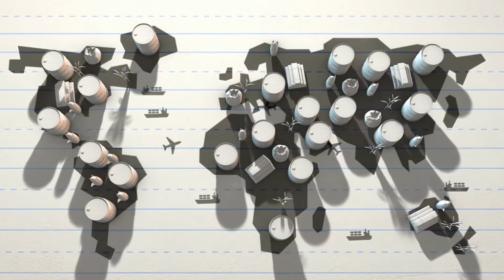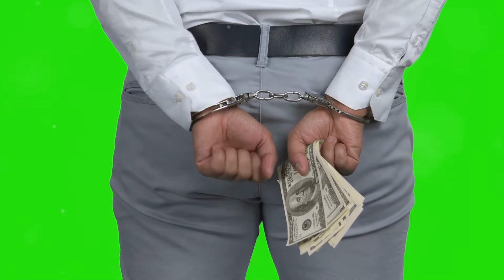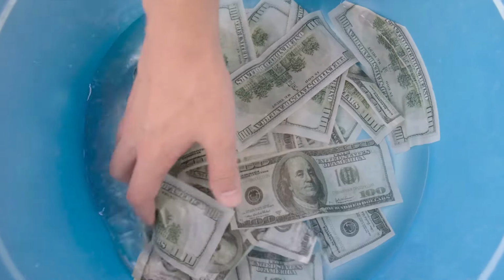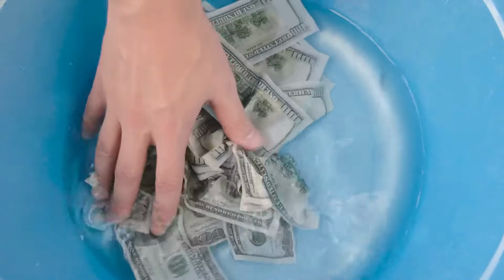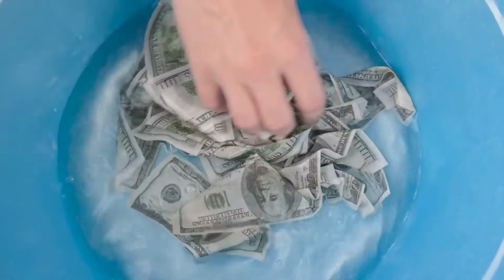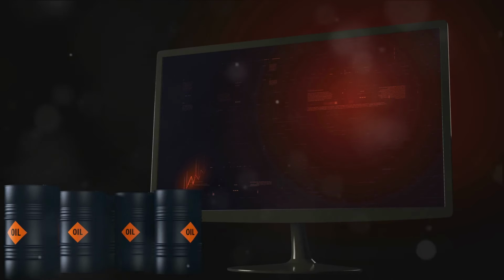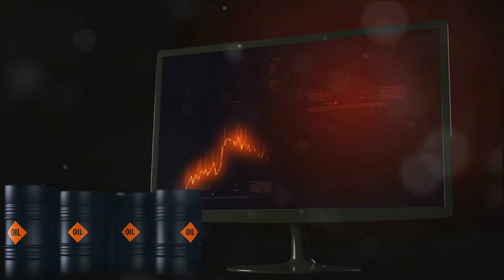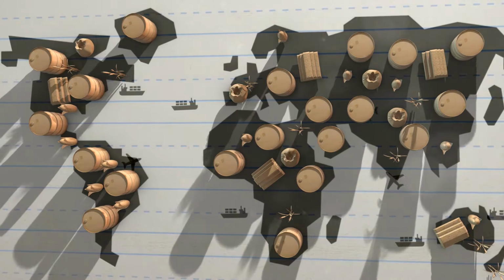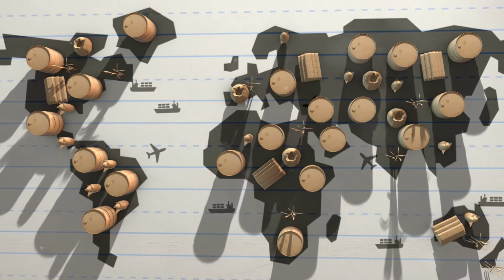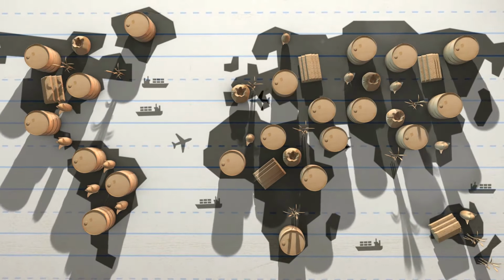How does this happen? A key reason is that the wealth generated by these resources can lead to corruption, as those in power may seek to control and exploit these resources for their own gain. This can undermine good governance, leading to political instability and conflict. Moreover, an economy heavily reliant on a single resource is highly vulnerable to fluctuations in global commodity prices, which can cause economic turmoil. But the curse of resources doesn't end there.